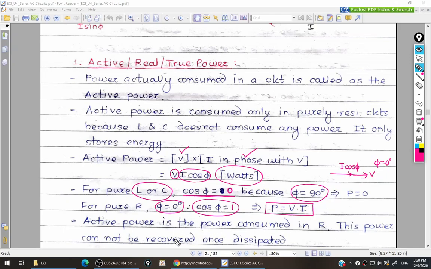Okay, now what is active power? We have just seen that it is the power consumed in the resistor, because an inductor and capacitor do not consume any power. Power can only be consumed in a resistor. That power is nothing but active power, and this power cannot be recovered once it is dissipated. When this power is consumed, it cannot be recovered. It is dissipated either in the form of heat or in some other form. So this is nothing but active power.